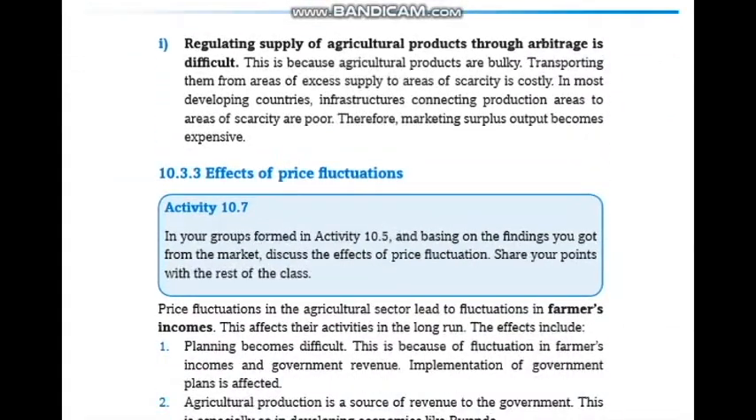So regulating supply of agricultural products through arbitrage is difficult. Arbitrage, what is arbitrage? This is because agricultural products are bulky. Transporting them from area of excess supply to area of scarcity is costly.